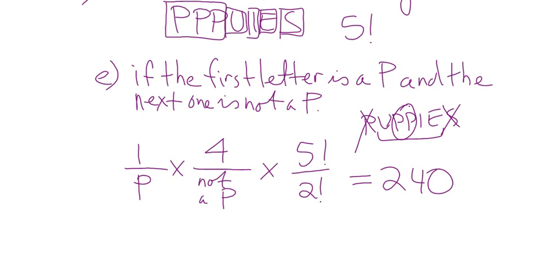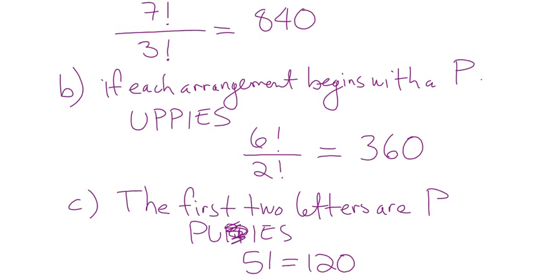And remember, begins with a P means, okay, it could begin with 2 P's, could begin with 3 P's. Begins with exactly 1 P says, okay, I got a P, now I have a choice. Now I have a choice of 4 letters, right? And then I can arrange all the rest of them, right? That begins with exactly 1 P. So if the first letter is a P and the next one is not a P, also could have said begins with exactly 1 P. Not allowed to have 2, not allowed to have 3. Which is different from B, right? Which was, okay.